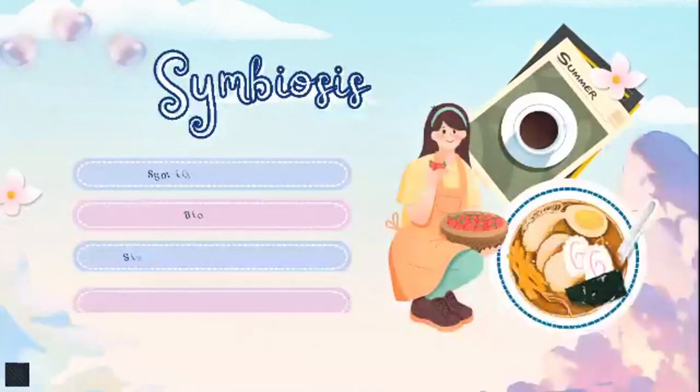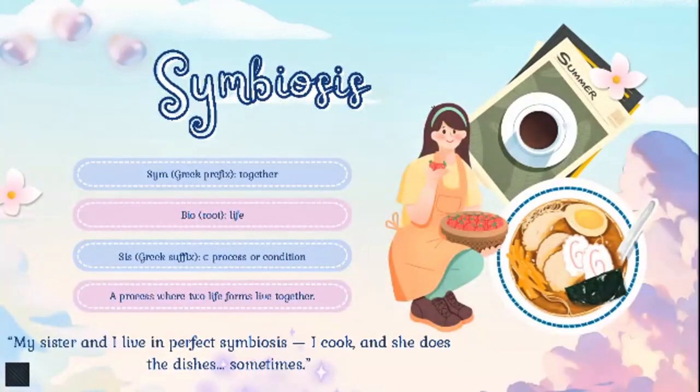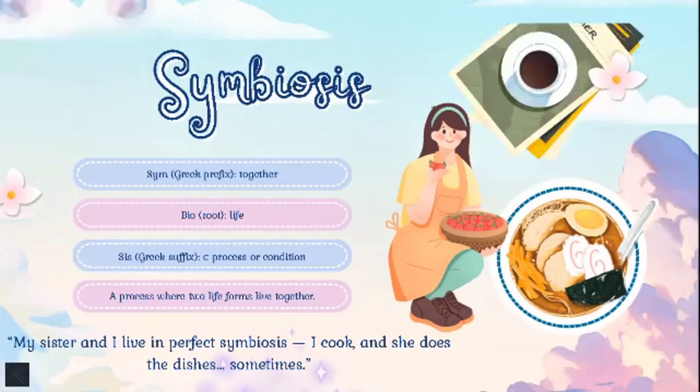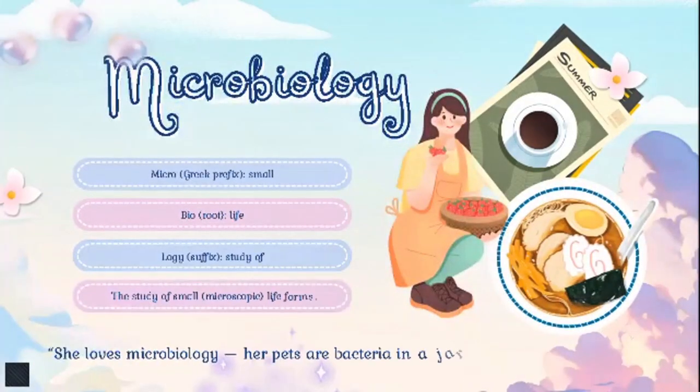For instance, the word symbiosis, let's break it down. Sym is the Greek prefix and means together. Bio is the root that means life. And sis is another Greek suffix that means a process or a condition. So, symbiosis means a process where two life forms live together. Let's use it in a sentence. My sister and I live in a perfect symbiosis. I cook and she does the dishes. Sometimes. Let's look at another example. Microbiology.